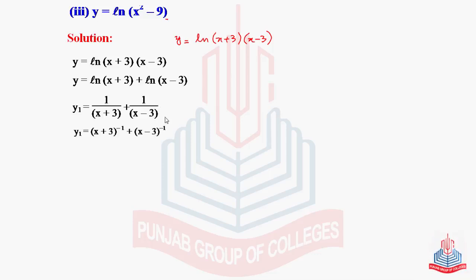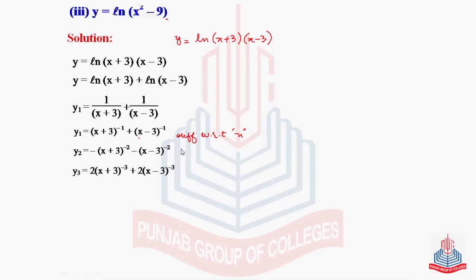So y1 can be written as x plus 3 raised to the power minus 1, and similarly x minus 3 raised to the power minus 1. Now again differentiating with respect to x, y2 is, by using the power formula, minus 1 times x plus 3 raised to the power minus 2, and similarly minus 1 times x minus 3 raised to the power minus 2.